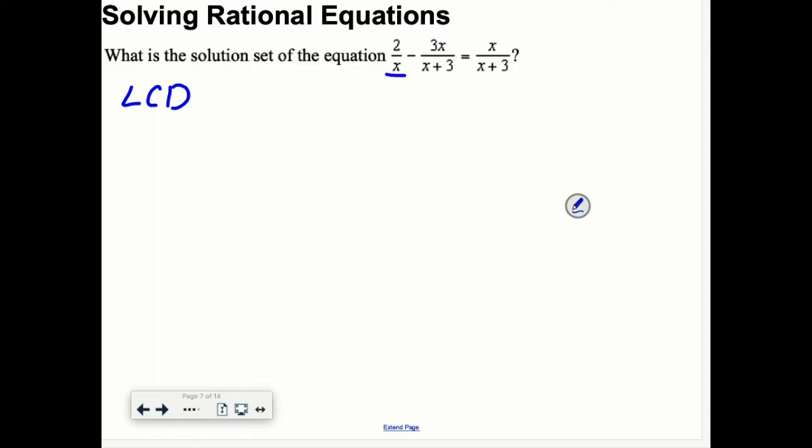This is one factor, so it's going to have the x. We also have this as a factor, so it's going to be times x plus 3. X plus 3 is also here. We've underlined all the factors.